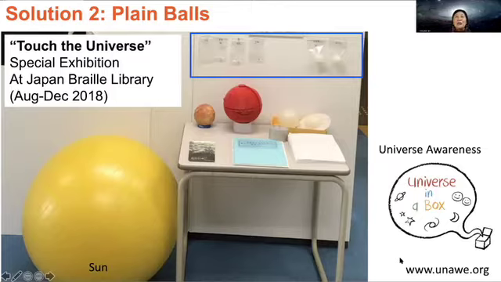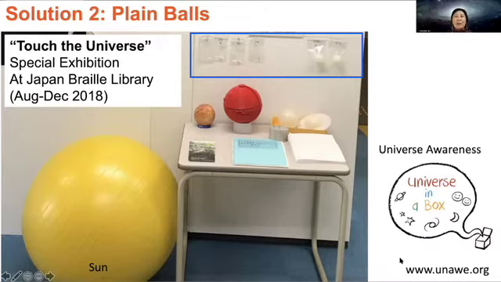Another solution is to use plain balls to show relative size of the planets. Universe Awareness at Leiden University, Netherlands, developed a set of teaching materials called Universe in a Box. In the box, you can find a set of the sun and the planet balls. When we held Touch the Universe special exhibition at Japan Braille Library in 2018, we put each planet ball in a Ziploc small bag and added a Braille label.